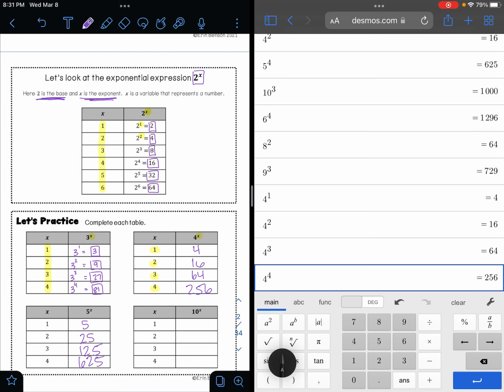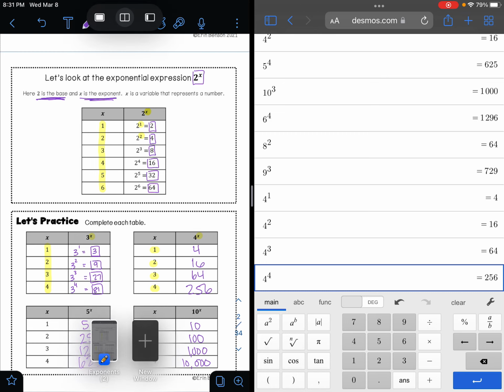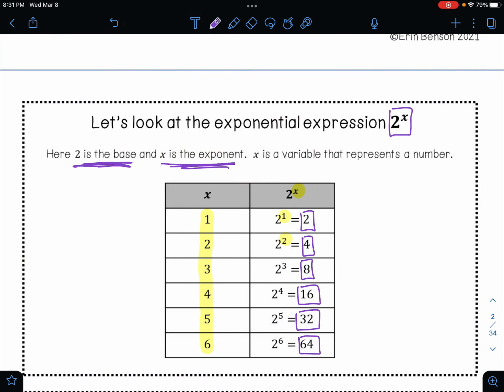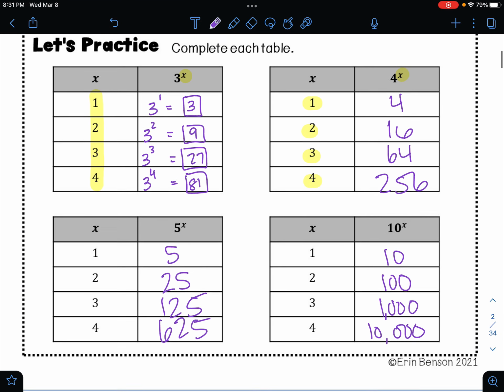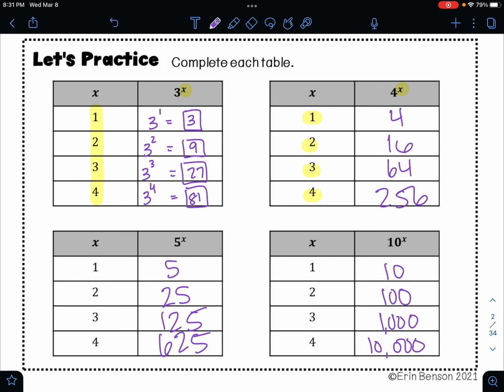10 raised to the first power is 10. 10 raised to the second power is 100. 10 raised to the third power is 1000. And 10 raised to the fourth power is 10,000. So that is our introduction to exponential expressions and exponents.